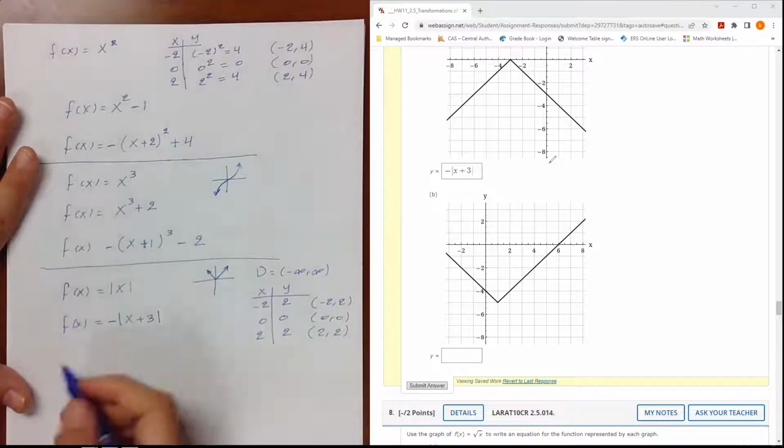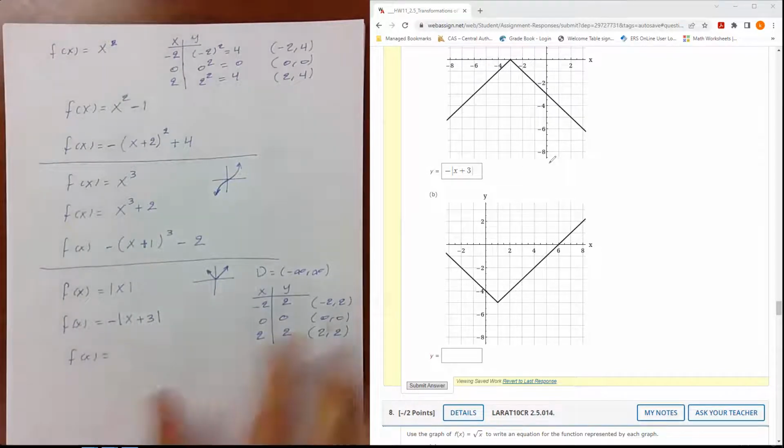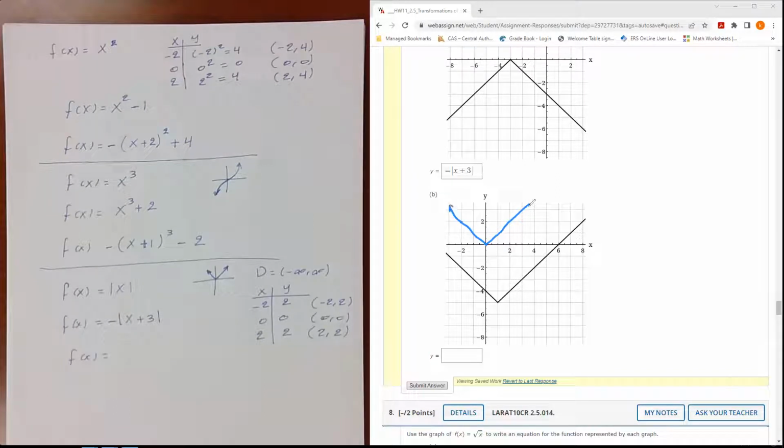Then we're going to add the technique on it. So let's graph the basic function. If you see, the first point is -2, 2 here. The second point, 0, 0, and 2, 2. That means the basic function is going to be like this. This is the basic function.